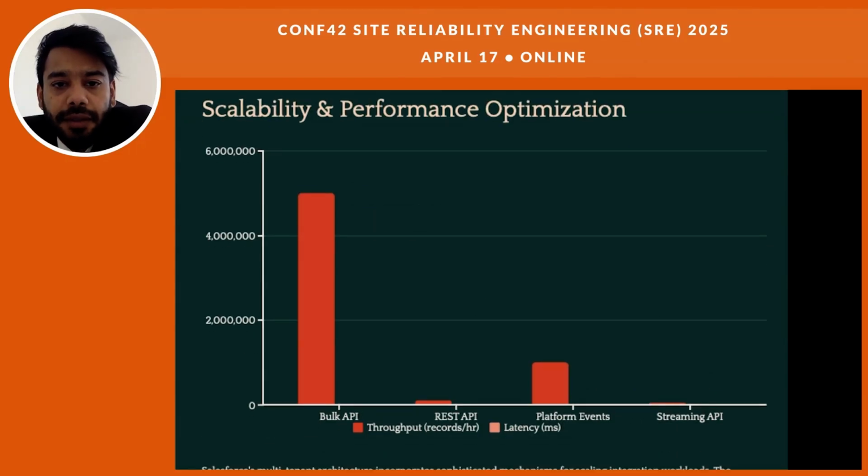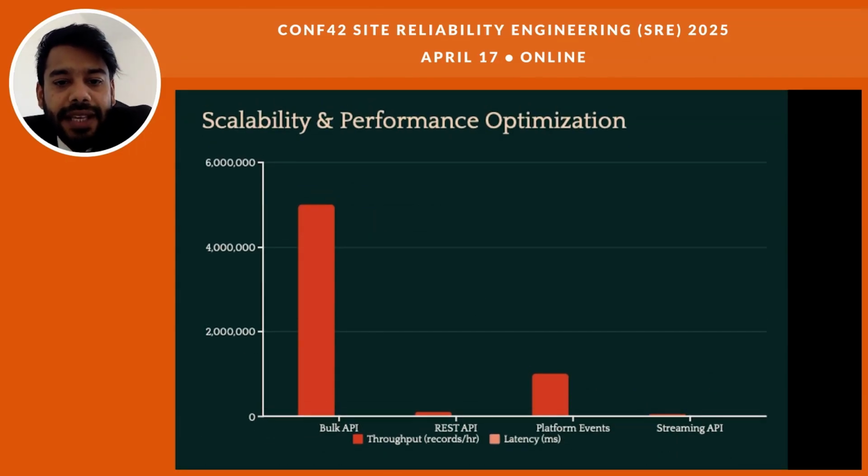So how scalable and performant Salesforce would be is a Bulk API like we discussed. If there is a huge volume of data we would like to transfer between two systems, yes, Bulk API is the one. And these are the limitations that we have. REST API is this. Platform events has more capability and Streaming API has less capability. Salesforce multi-tenant architecture incorporates sophisticated mechanisms for scaling integration workloads. The platform's governor limits enforce fair usage across tenants while allowing for high throughput through optimized API patterns.